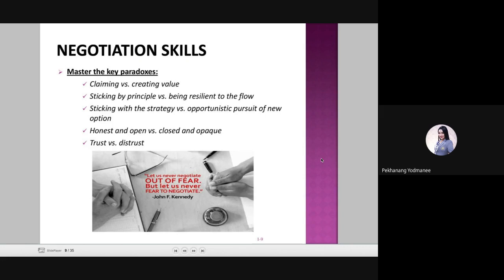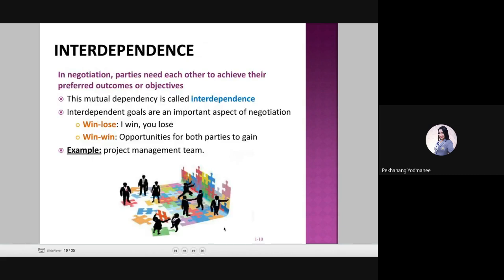So about negotiation skill, you try to claim with trust and sticking by the principle and strategy that you have, that you plan and prepare yourself before, and everything based on your honesty. And the next one, interdependence.